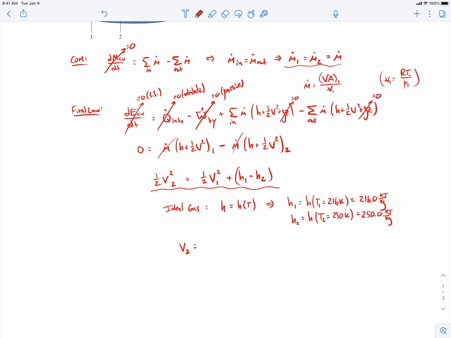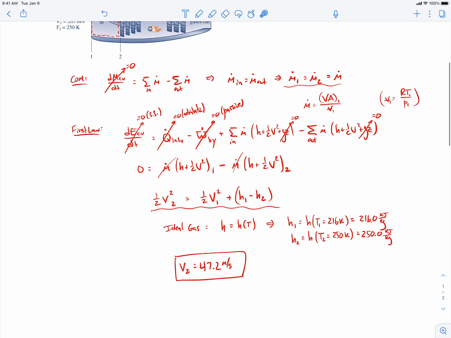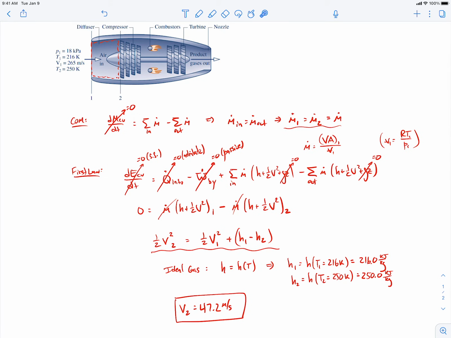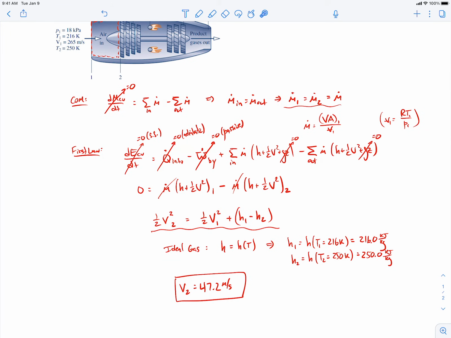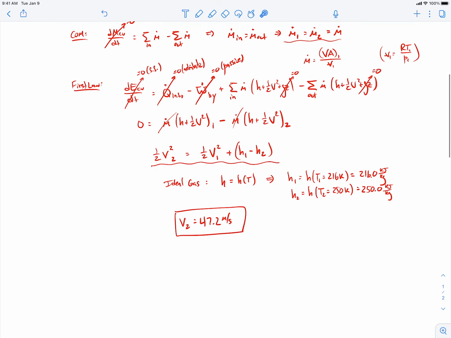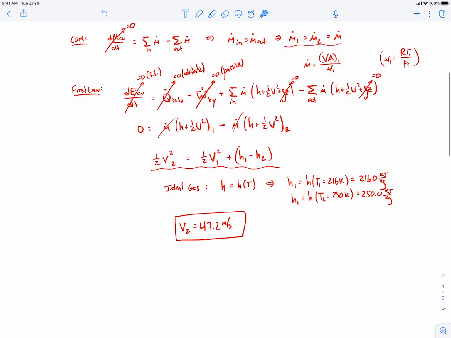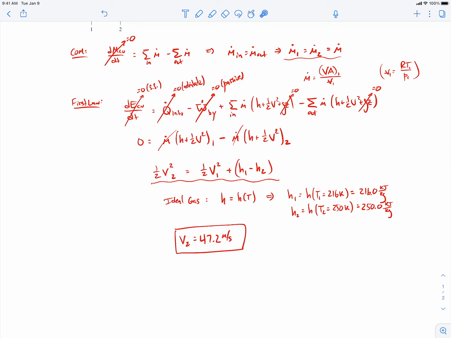And when you do that, V2 comes out to be 47.2 meters per second. It's a much smaller velocity, which is expected. In diffusers, you can see the areas opening up, and from conservation of mass, that will tend to slow the velocity down when you're dealing with incompressible or subsonic flows. So anyway, that's something you'd learn in fluid mechanics.